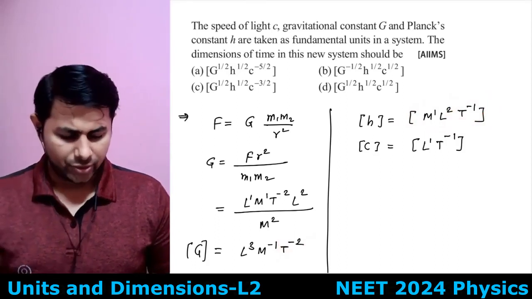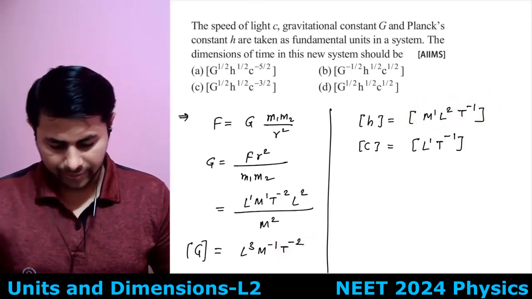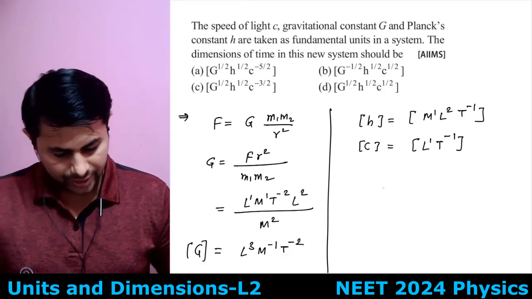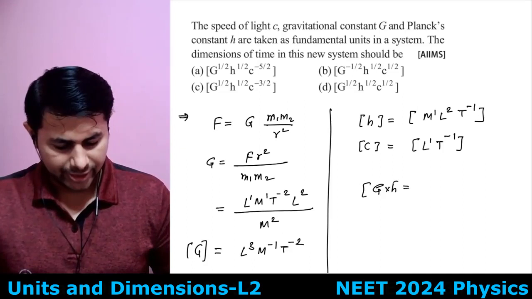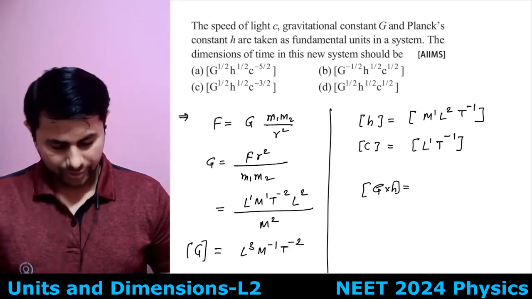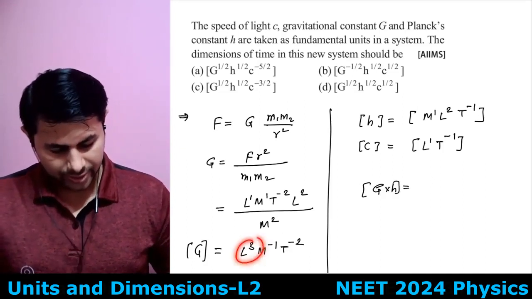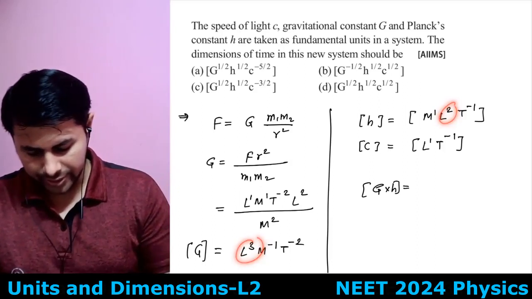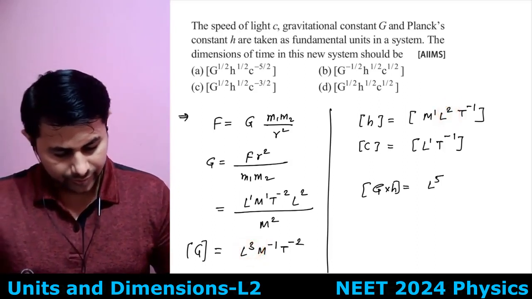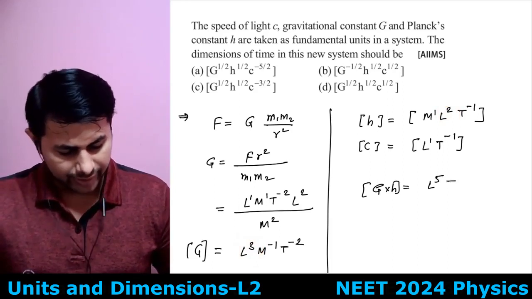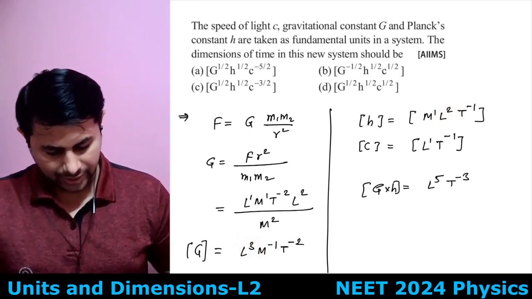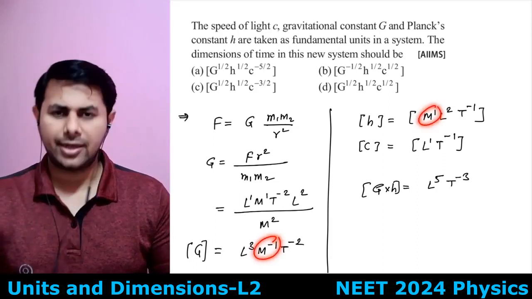Okay, so I don't need M. I will cancel out M. So I will multiply G and H. What are their dimensions? See, we have L raised to 3 and here L raised to 2. It is L raised to 5, T power minus 3. I wanted to cancel out M. That's why I multiplied them.